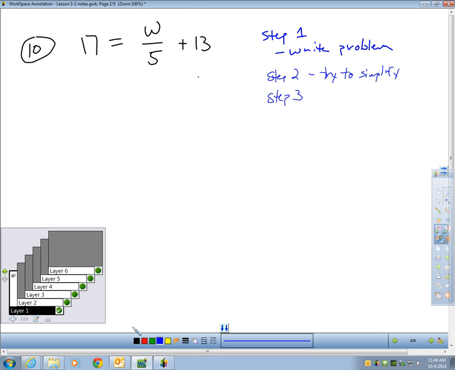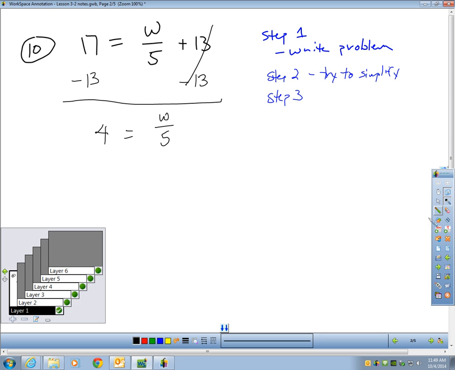That outside layer was plus 13. So I'm going to subtract 13 from each side. And I get W over 5 on the left, because 13 minus 13 is 0. And on the right side, I meant to say, W over 5 on the right side. On the left side, 17 minus 13 is 4. So step 3, I just used the subtraction property of equality. And I simplified. So now I have 4 equals W over 5.